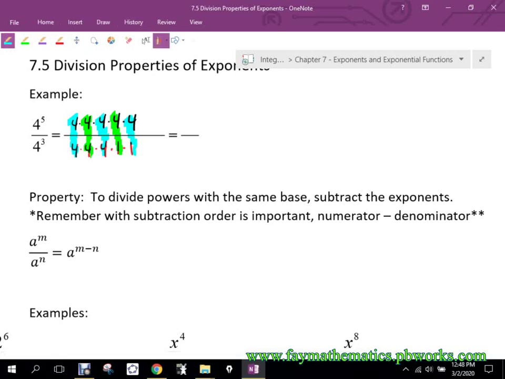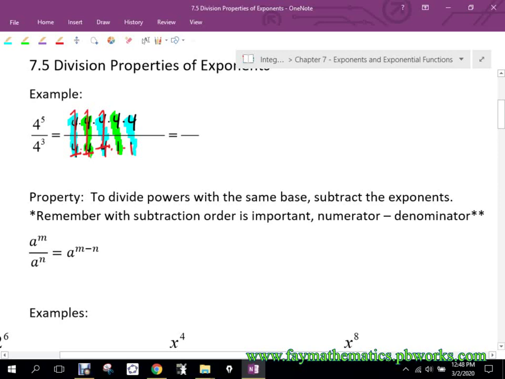Okay. So what is this first blue one? If I look at that as just a fraction, what's 4 over 4? 1. Okay. What's the second one? 1. What's the third one? 1. Now the next one's 4 over 1 is 4. 4 over 1 again is 4.